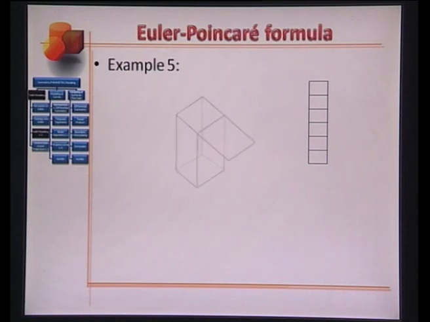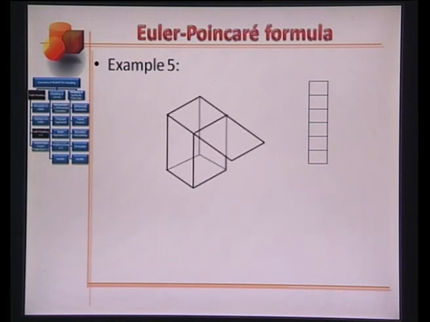Example 5. A cube with a dangling face. The total number of vertices for this figure is 10, 8 for the cube, 9 and 10. The total number of edges is 15, 12 for this block, 13, 14, 15. The number of faces is 7, 6 for the block and 1 dangling. The number of loops is also 7.